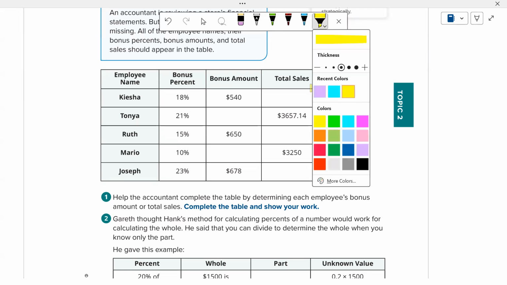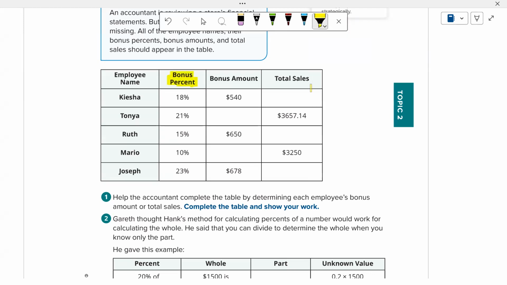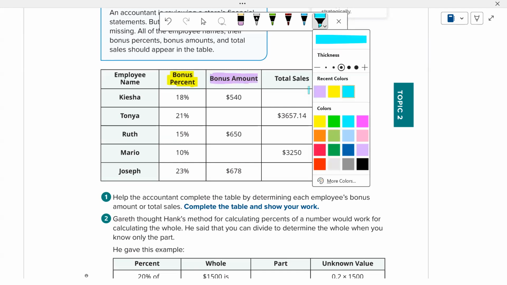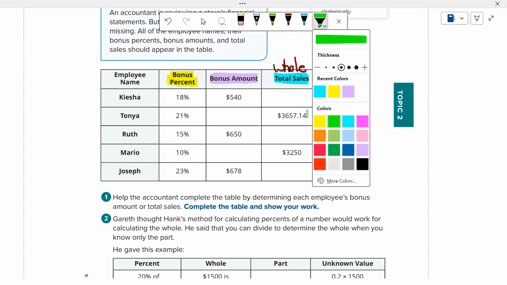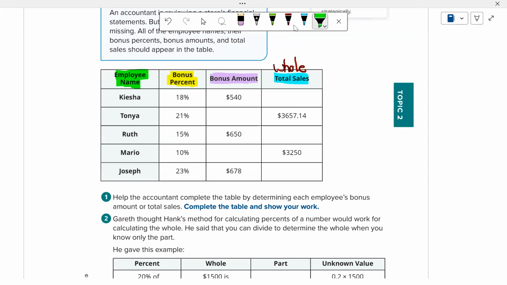So I'm going to highlight colors. In this here is bonus percent, which means that's an increase. Bonus means you got more. Bonus amount. And then we also have what's called the total sales. Total, that sounds like whole. That means total means like 100%. It's everything. And clearly in the last column is the employee's names. Not that important since we're trying to figure out the values.